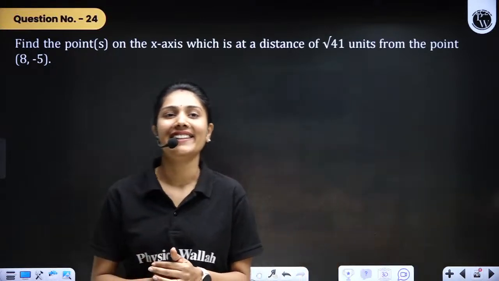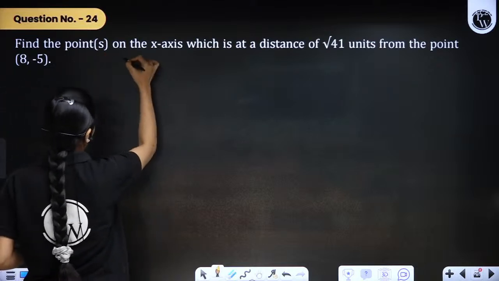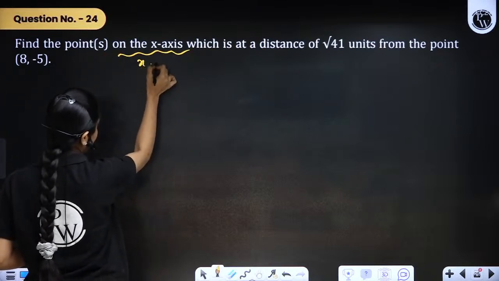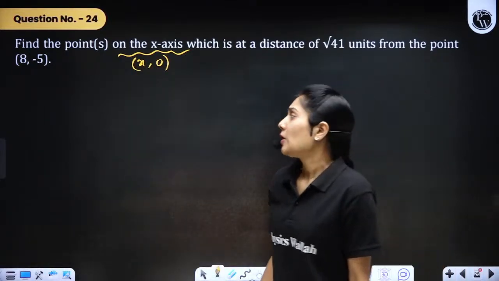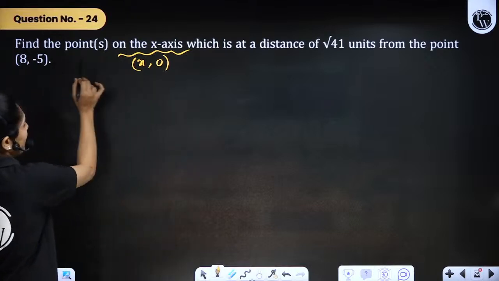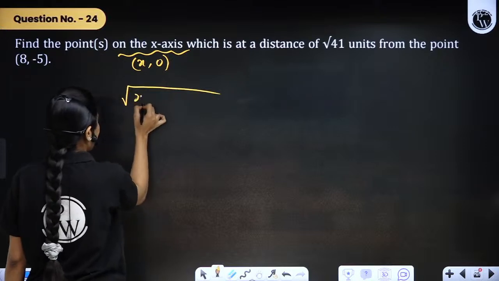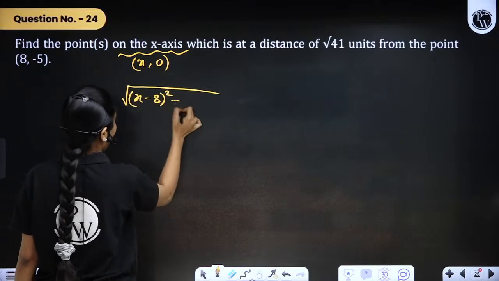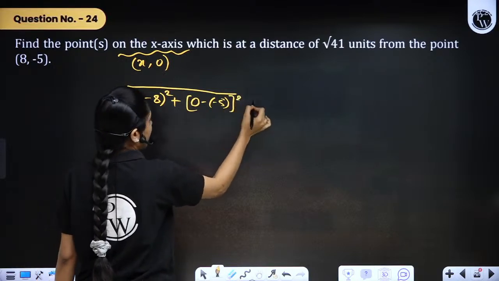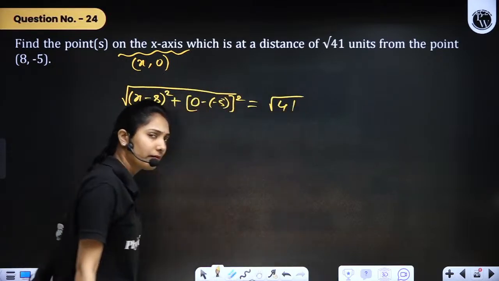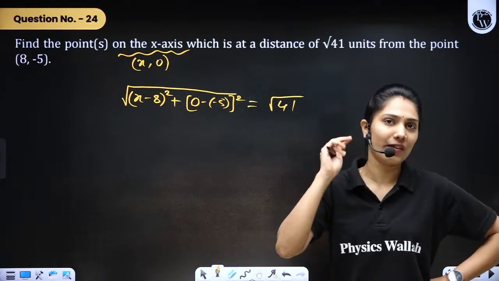Exactly. Okay. Since we are considering a point on the x-axis, let us consider it as x comma 0. According to what it says, the distance between x comma 0 and 8 comma minus 5 is under root of (x minus 8) square plus (0 minus of minus 5) square, which is equal to under root of 41. Right? As the distance formula is (x2 minus x1) square plus (y2 minus y1) square.